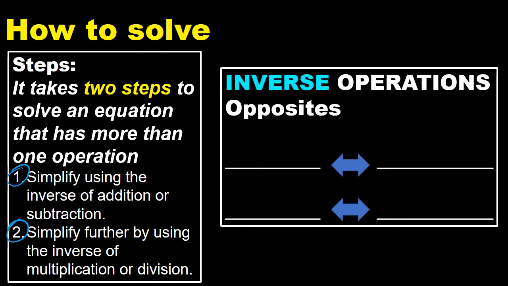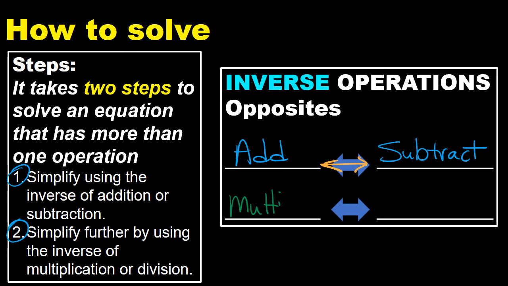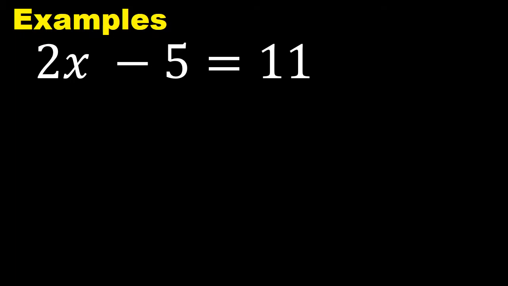And so, little reminder here about inverse operations. We know that if we are dealing with addition, we need to subtract from both sides. And you notice that the arrow goes both ways. So if you have subtraction, the inverse of subtraction is addition. And then if you're dealing with multiplication, we know that we should divide both sides of the equation here, and it also goes both ways. So now let's take a look at these examples.